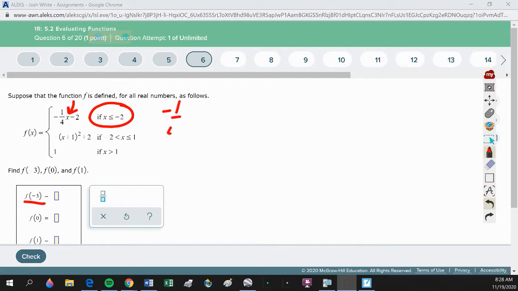So -1/4 times -3 minus 2. How do you multiply fractions? Put it over 1 and multiply. -1 times -3 is 3. 4 times 1 is 4.